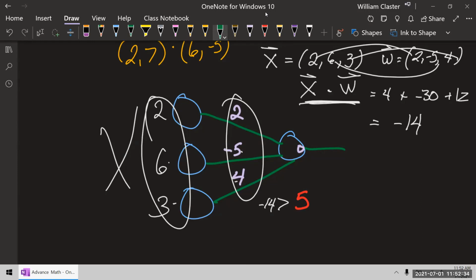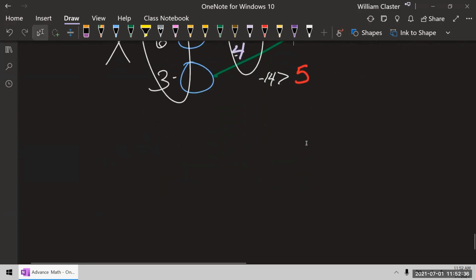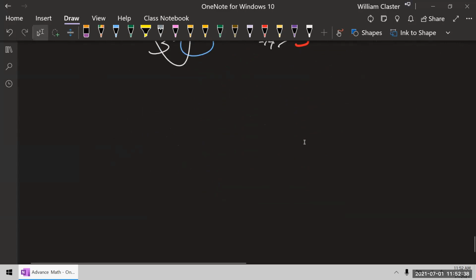Now I could just make a more complicated one. Of course, it's going to take longer to do it. It's not really worth it to do this, but maybe I'll do it anyway. Let's suppose we had this picture.